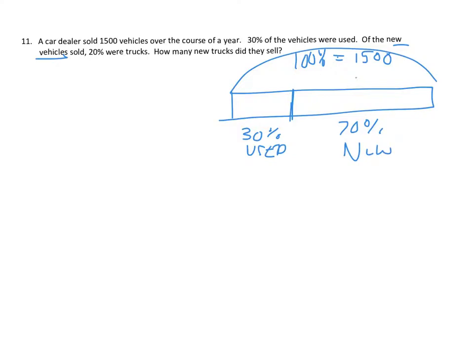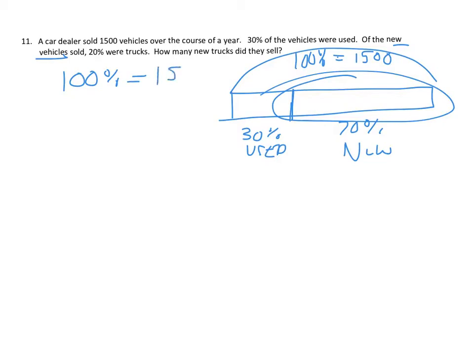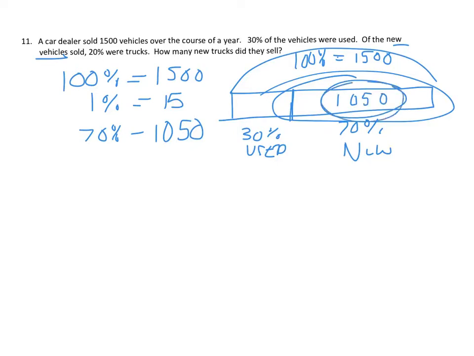So let me find out what this is, since I'm going to need it. If I know that 100% of the vehicles is 1,500, and I'm trying to find 70% of the vehicles, if I can find 1% of the vehicles, which ends up being 15, because I divide them both by 100. If I multiply that by 70, what it'll give me is that the amount of new vehicles is 1,050. So now I know that there's 1,050 vehicles that are new.